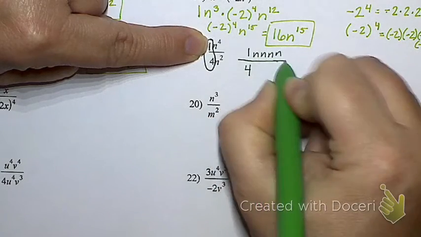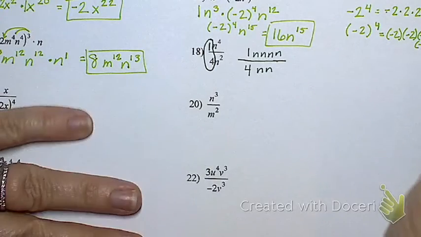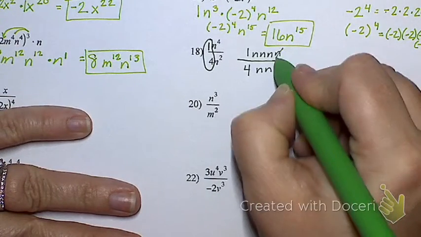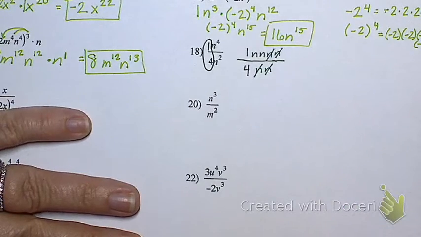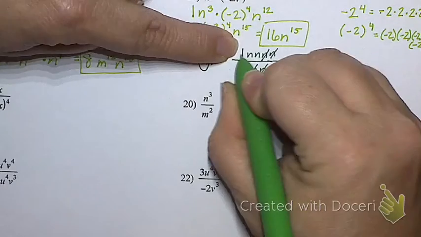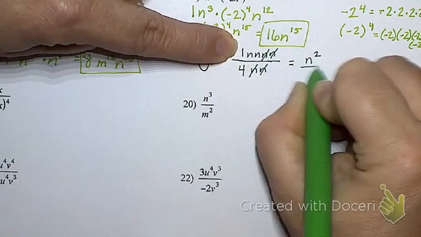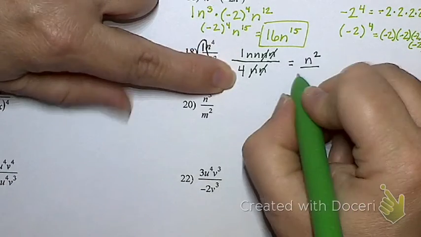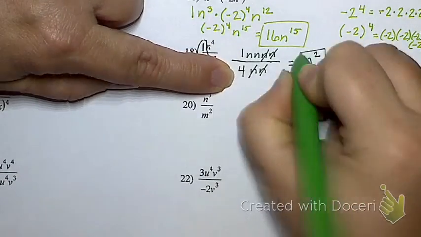So that's what I've got on top. Here, 2 and 2. Can anything cancel? Yeah, I can cancel those n's. Do I have any n's left to cancel out? No. So on the top, I have 1 times n, which is n squared, or 1n squared. It doesn't matter if I have the 1 or not. On the bottom, I have a 4. That's my answer.